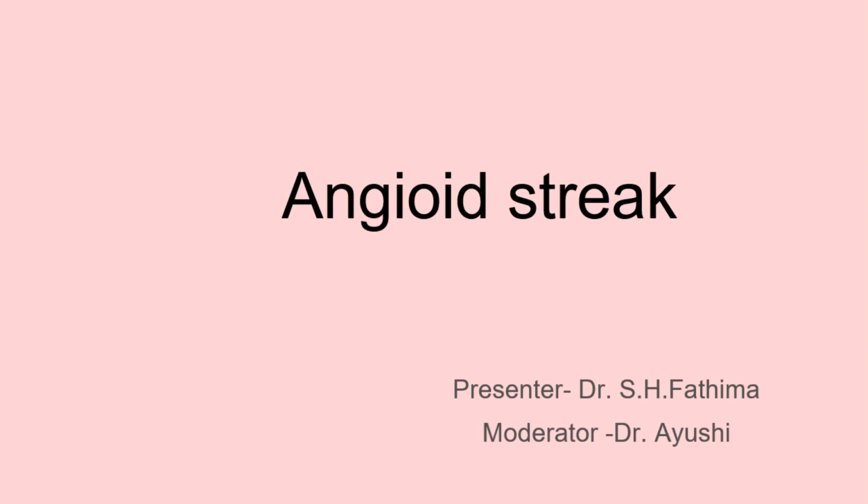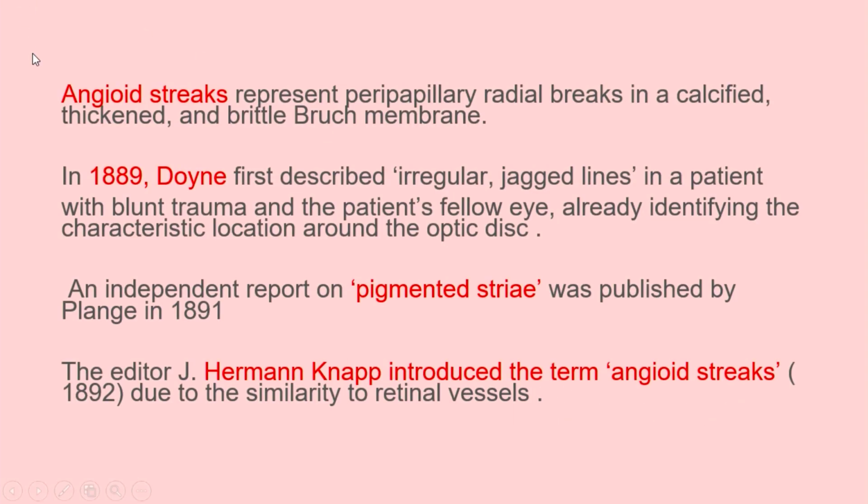Topic is on angioid streak. Angioid streak represents the peripapillary radial breaks in a calcified, thickened and brittle Bruch's membrane. A little bit of history.